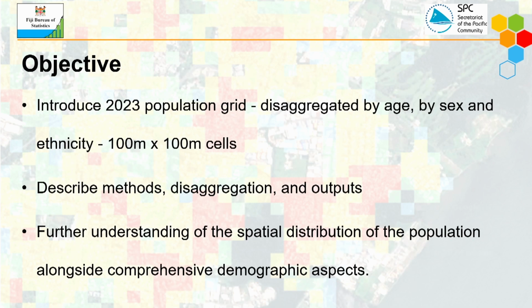Just to go through the objective, we started with the population grid for 2022. In 2022 there was only one grid, which is the total population. 2023 was significant because we created 66 grids, looking at the age group, male, female, and the 5-year age group gap. And not only that, the grid is 100 by 100 meter cells. I'll be talking about the methods, the cells, and the disaggregation of outputs.